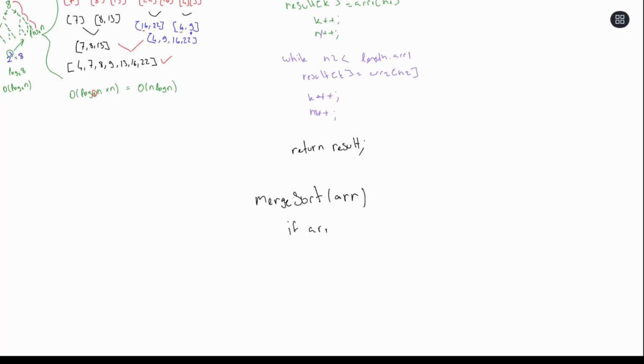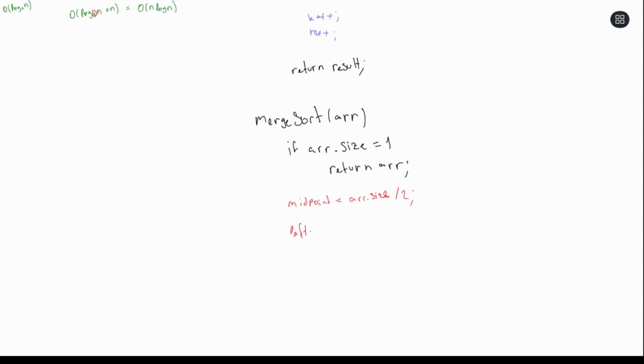If the array size equals 1, return the array. If that's not the case, we're gonna find the midpoint, which is the array length divided by 2. And we're gonna have two different arrays. Left will be an array from element 0 (or 1, whichever you start with) to the midpoint. And the right side will be an array from the midpoint till the end.